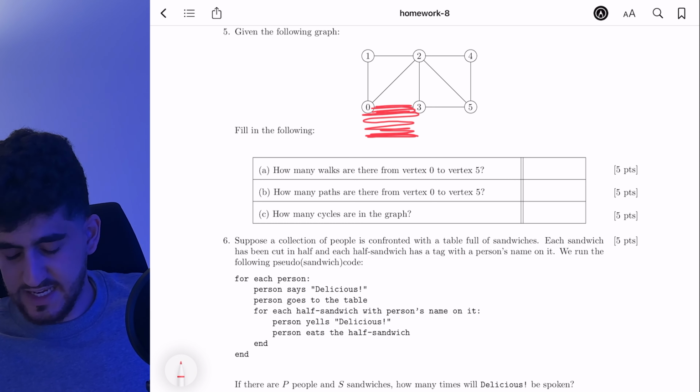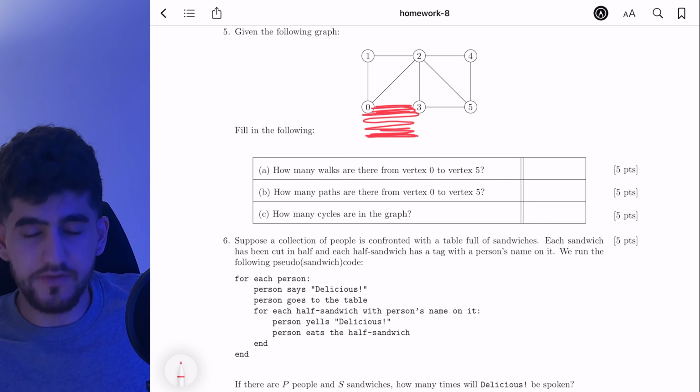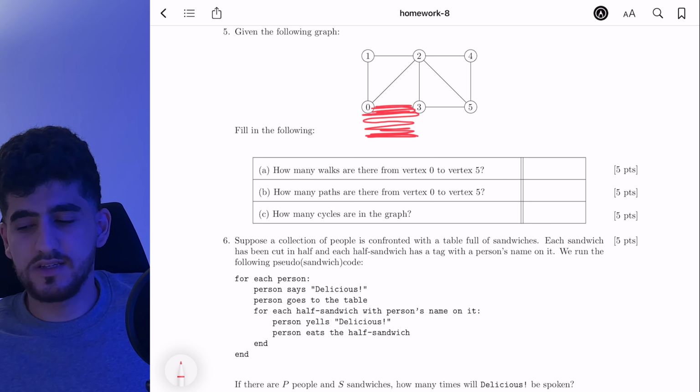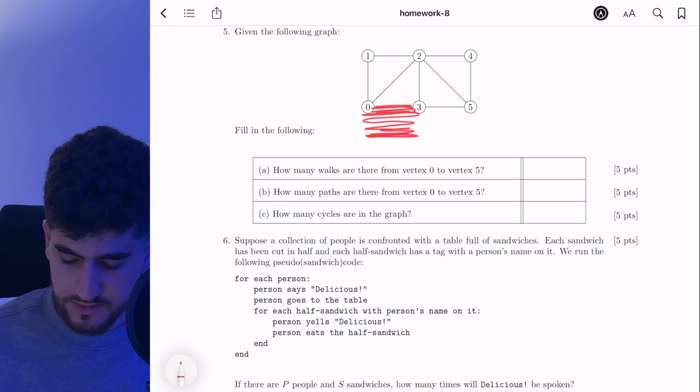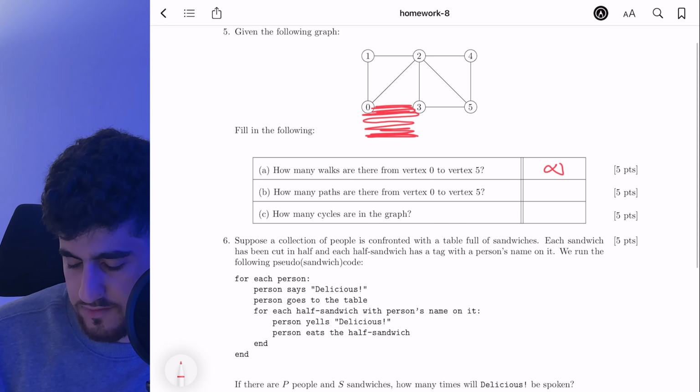It doesn't set any limit on the length of the walk. So it can be of any length, and so there are infinite possibilities. So this is going to be infinity.